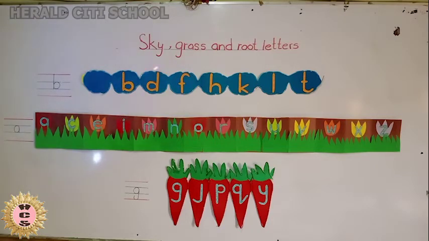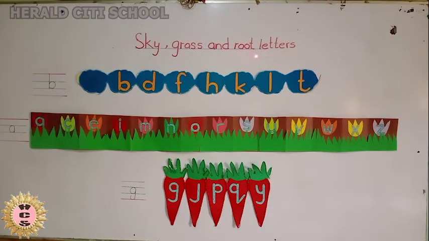Now children, the second one is the grass letters. Children, those letters which come in between 2 lines are called grass letters, like A, C, E, I, M, N, O, R, S, U, V, W, X and Z. Those are called grass letters.